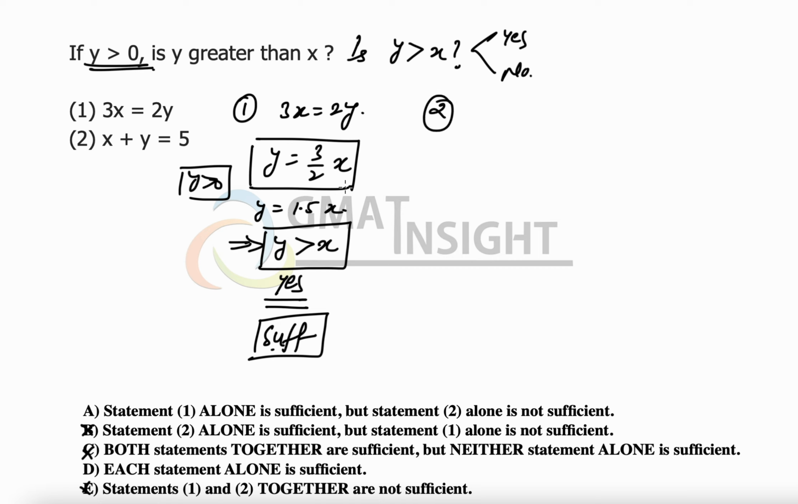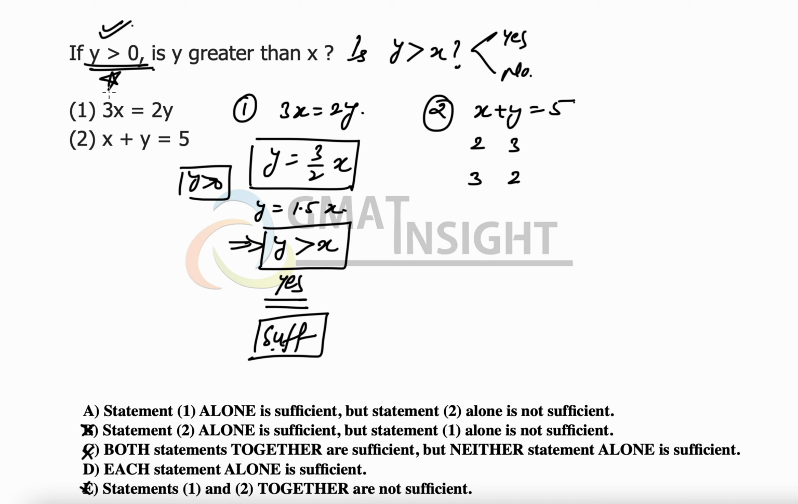Now let's look at the second statement, which says x plus y is equal to 5, and we know that y is greater than 0. So we can take y is equal to 3 in one case, in which x is 2. We can take y is equal to 2 in another case, in which x is equal to 3. Now in both the cases we have taken x and y both positive.